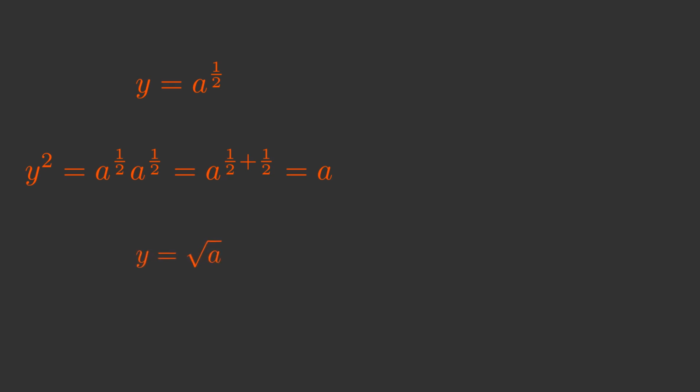Taking the square root of both sides gives y equals root a. Since we originally had y equals a to the half, this proves that a to the half is the square root of a. We can apply the same logic to prove that a to the 1/3 is the cube root of a, and a to the power of 1 over n is the nth root of a.